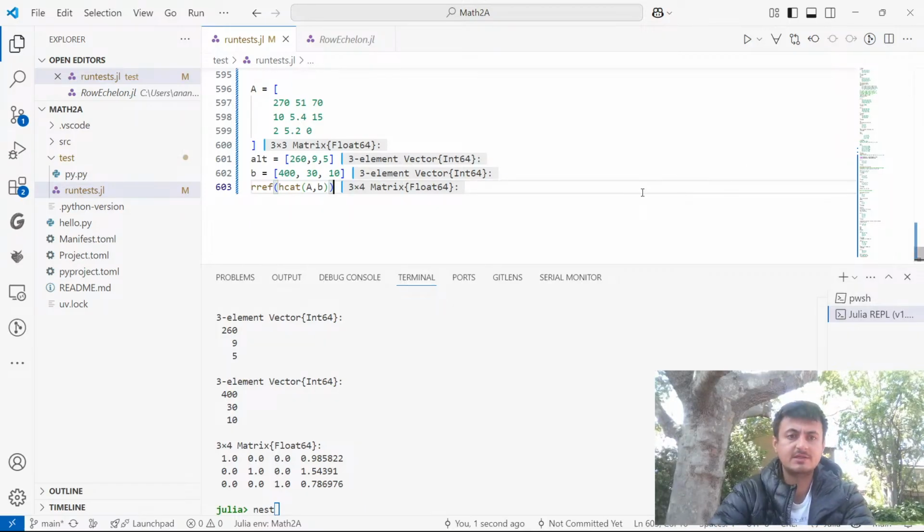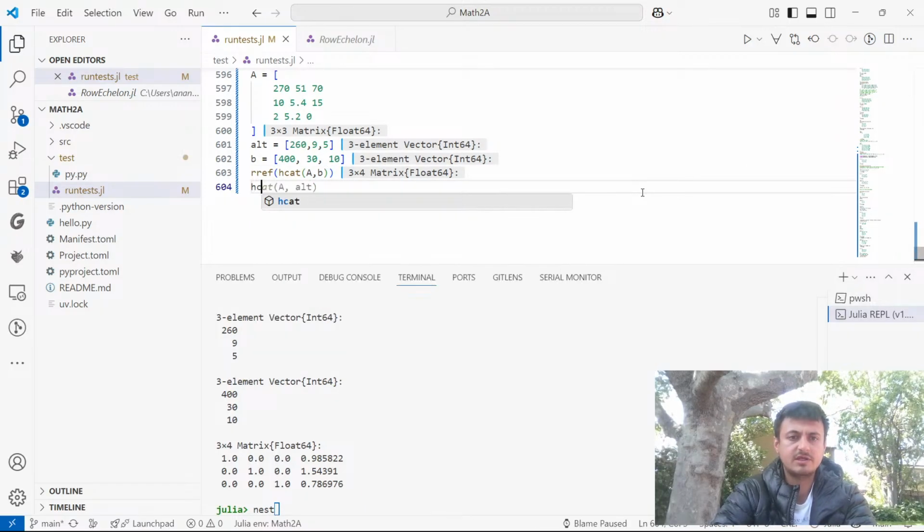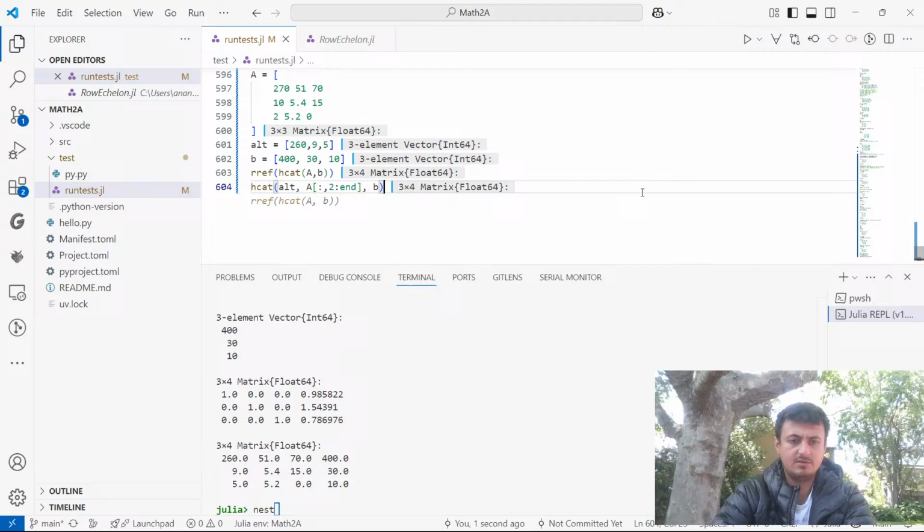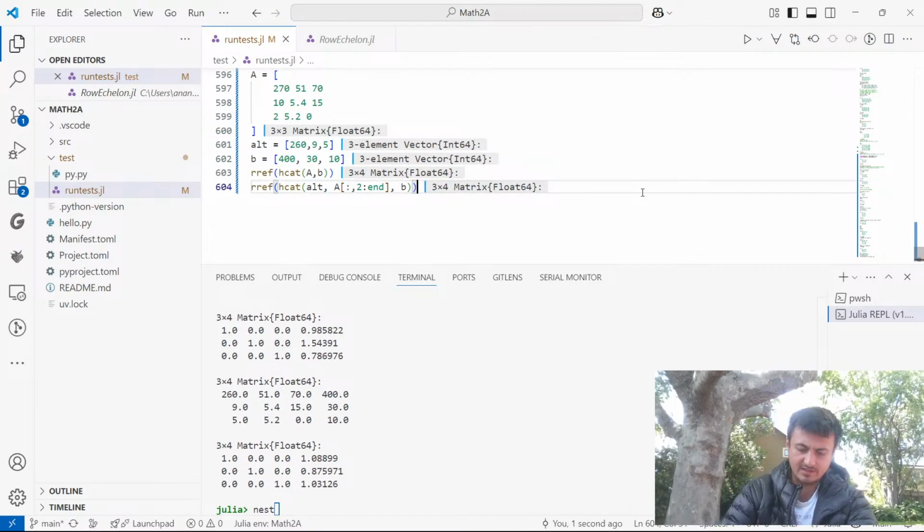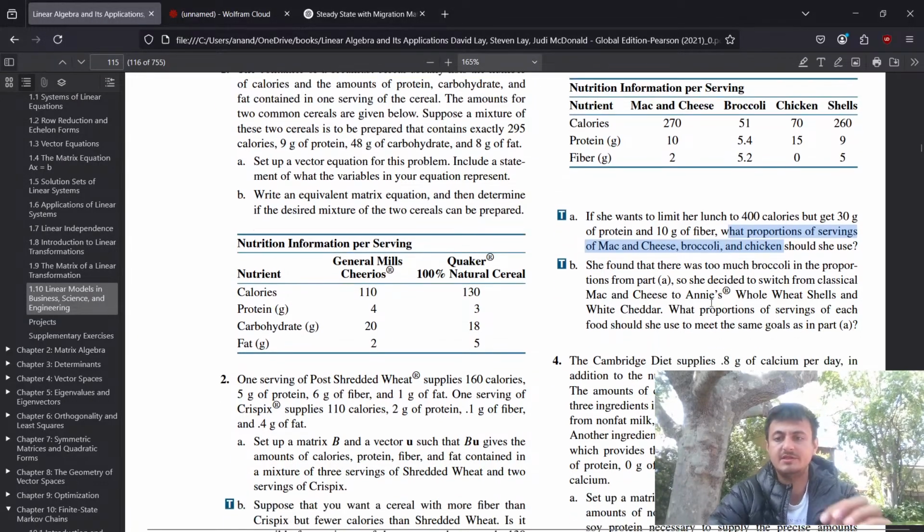Great. Now the next thing we want to do is augment the alternate A with b. So that's a new matrix, and now we want to row reduce this. Okay, and so then for b, we want x1 is equal to 1.088, x2 is equal to 0.875, and x3 is equal to 1.03. All right, so that was pretty easy.